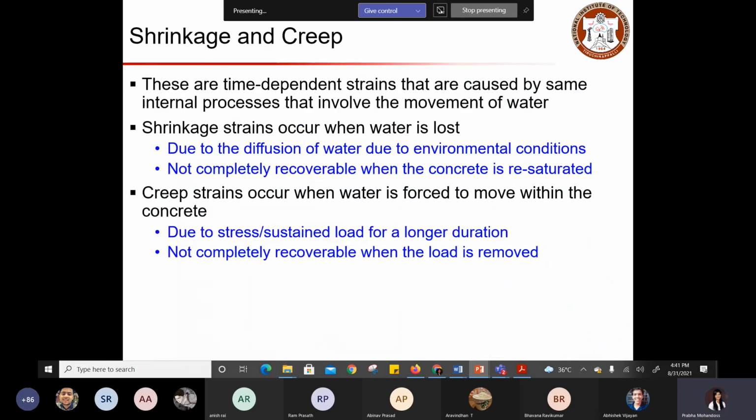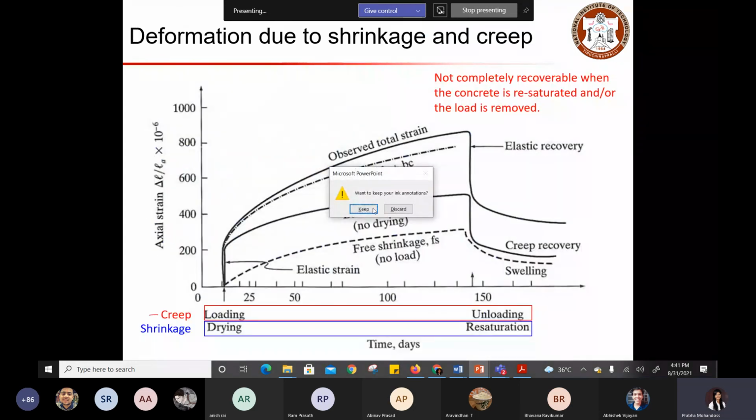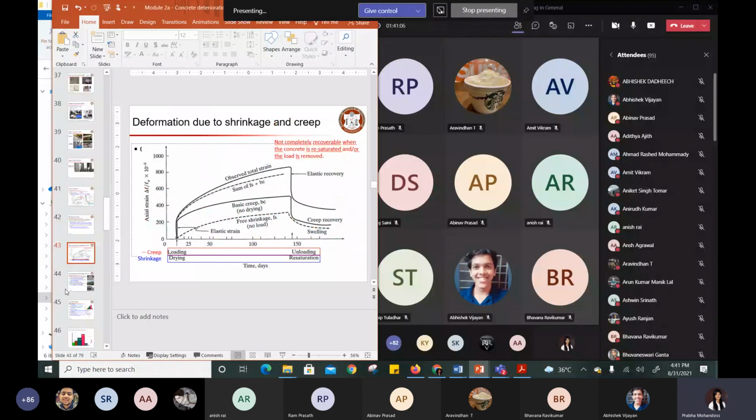Right? So I'm stopping it here. In the next class, we will focus on shrinkage and creep mechanisms. Fine.